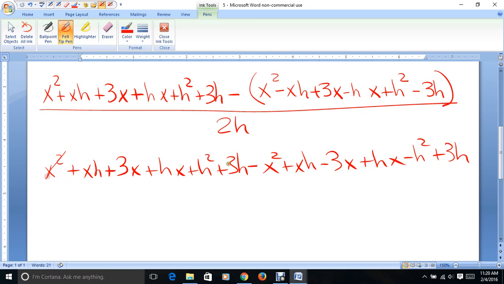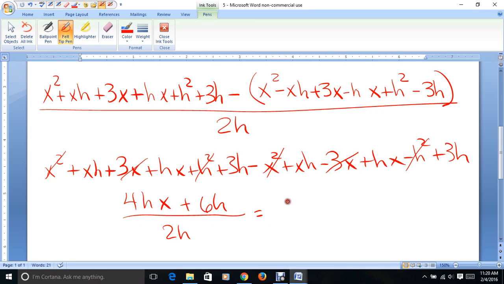The x squareds cancel. One's positive, one's negative. 3x and negative 3x. H squared and negative h squared. And then I've got, how many xh's do I have? I have 1, 2, 3, 4 of those, so 4hx. And then I have a 3h here and a 3h there, so that's plus 6h all over 2h.